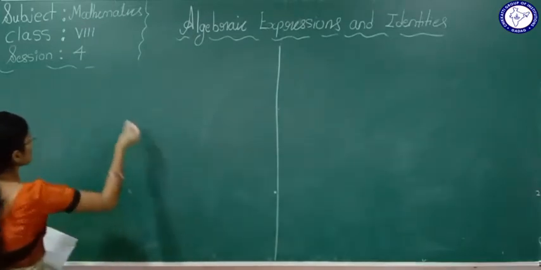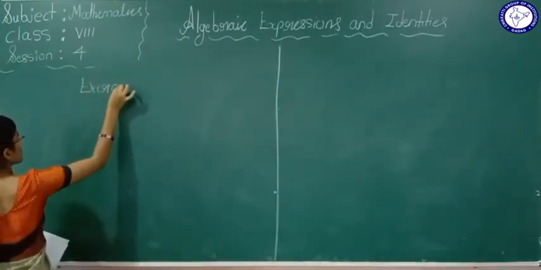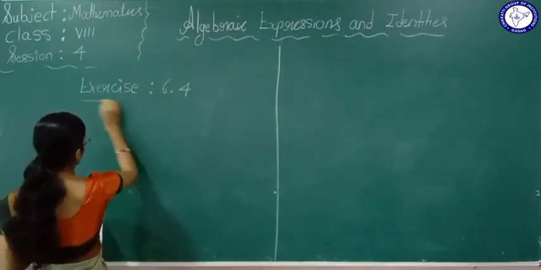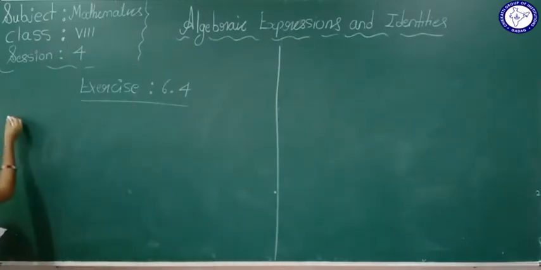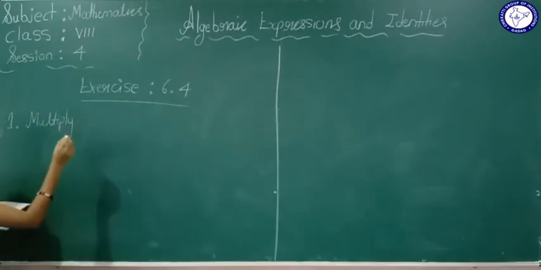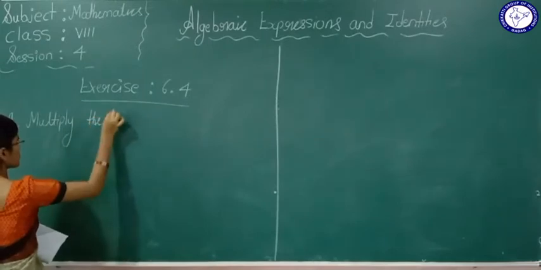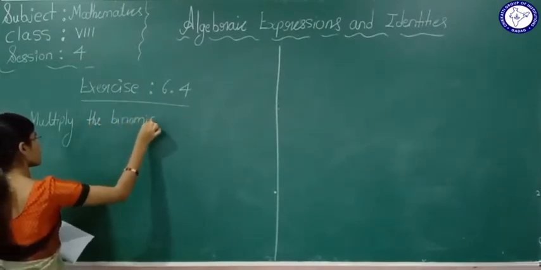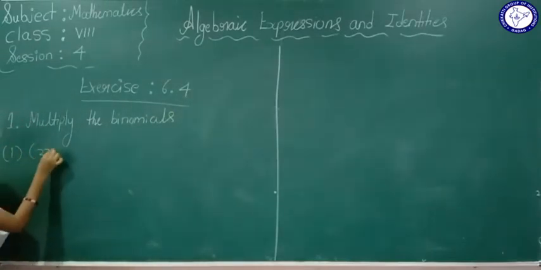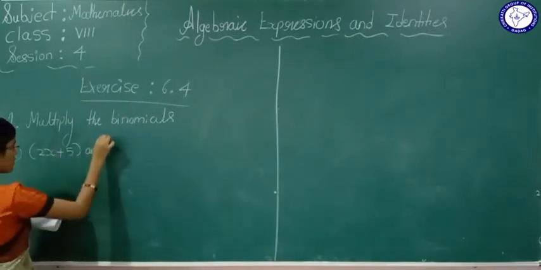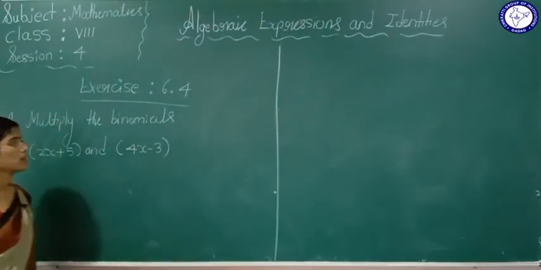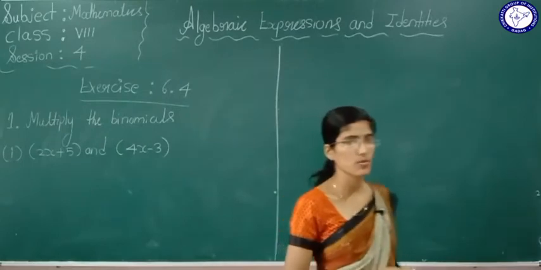Now see here, exercise 6.4. Okay, first one they are given, multiply the binomials. So first one they are given 2x plus 5 and 4x minus 3. Okay, see here in exercise 6.4 only few questions I am going to solve here.